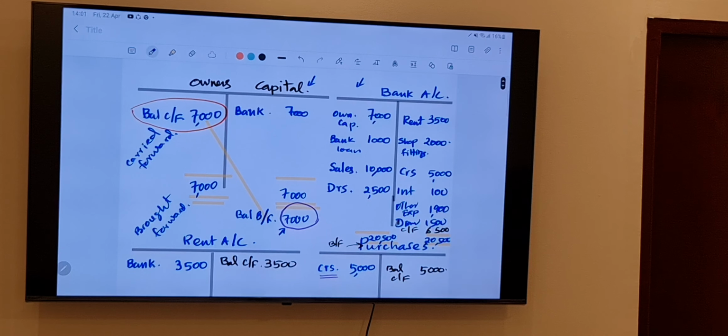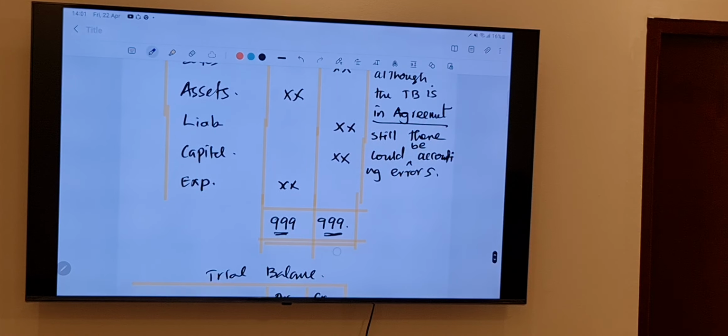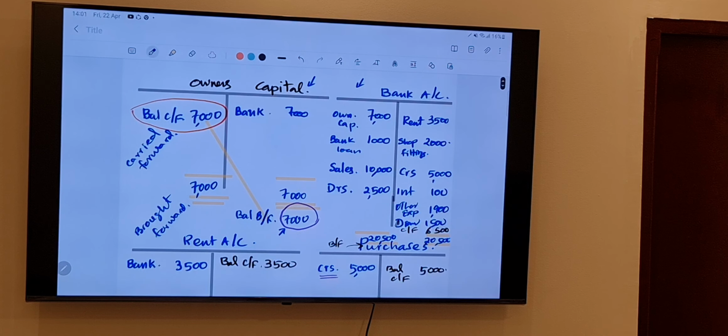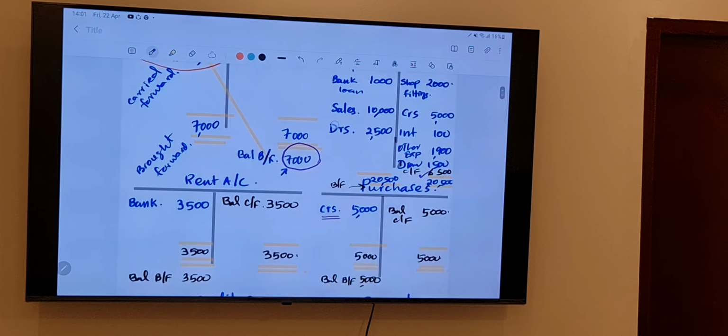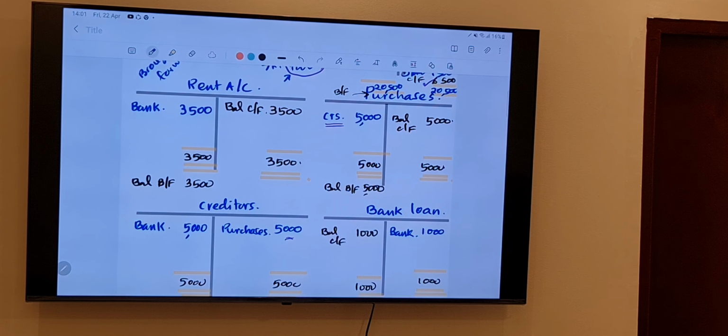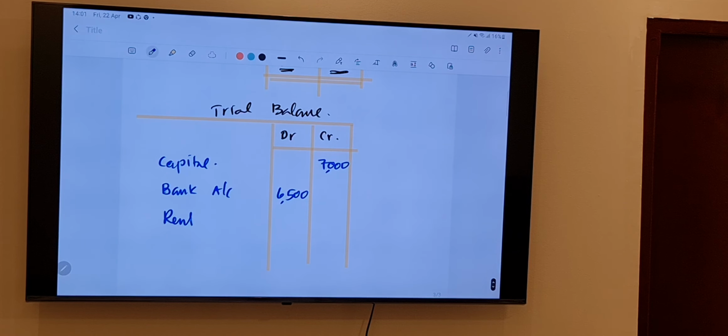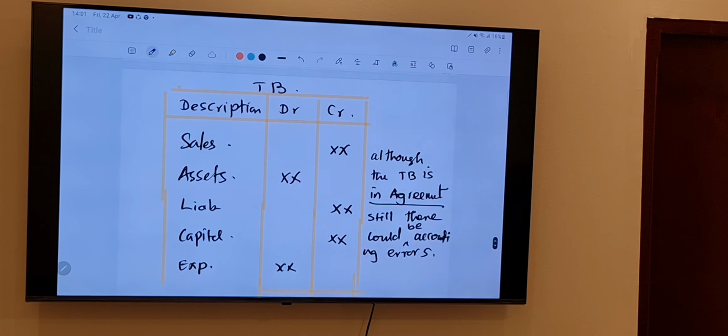Good. Now, bank account. How much is the balance, sir? 6,500. Debit balance or credit balance? Debit. Very good. So, bank account, 6,500, debit. So we can tick that. We have taken it here also. Next is the rent account. Rent account. How much? Debit or credit? Debit. So we can take that also.